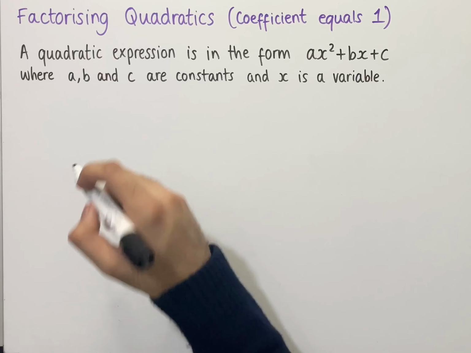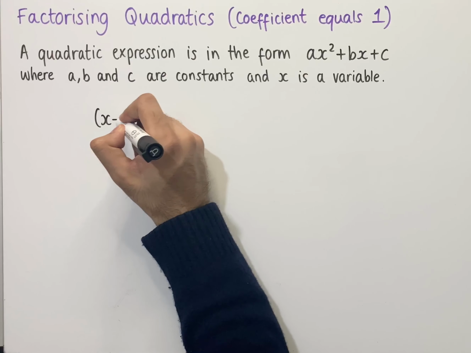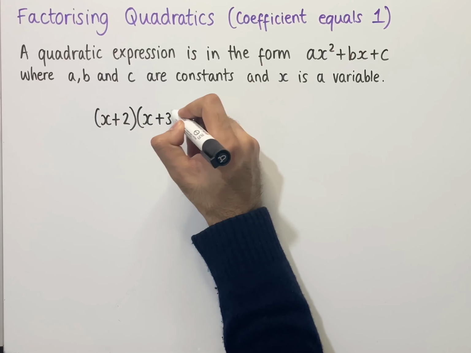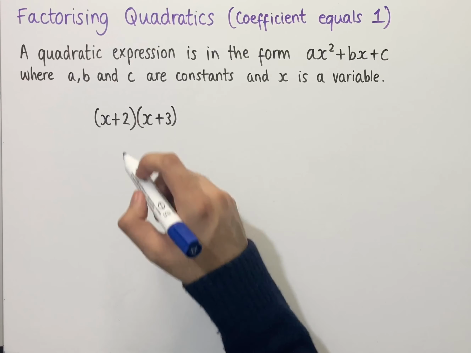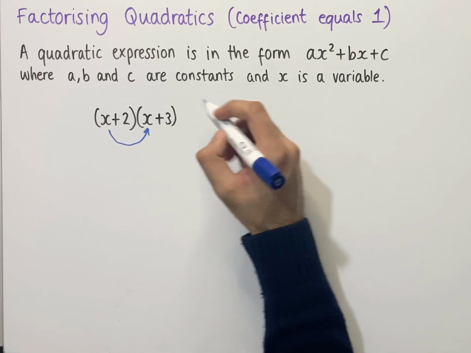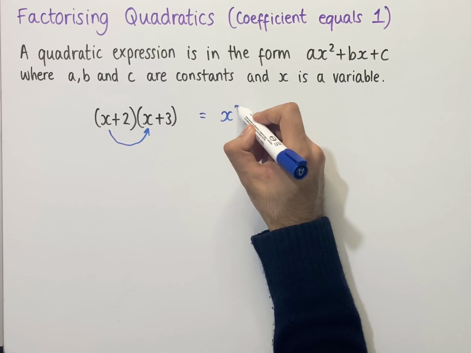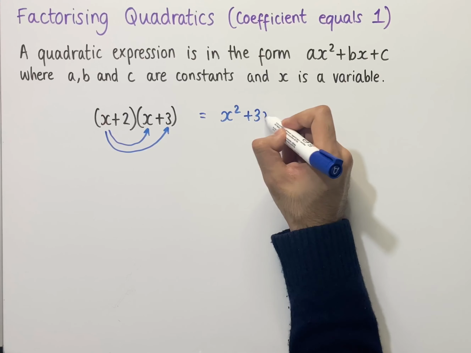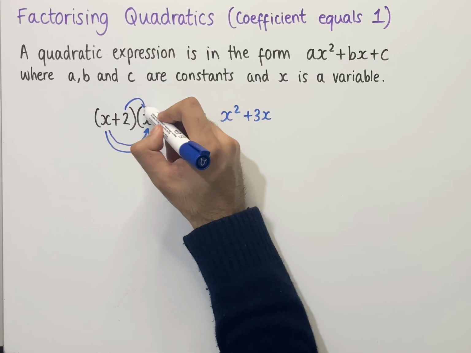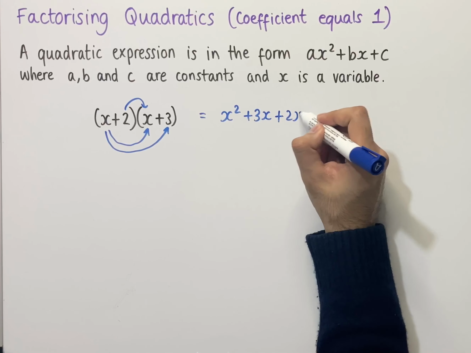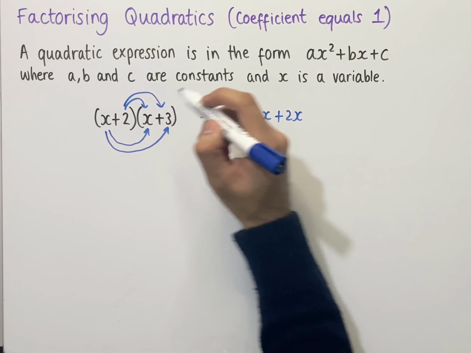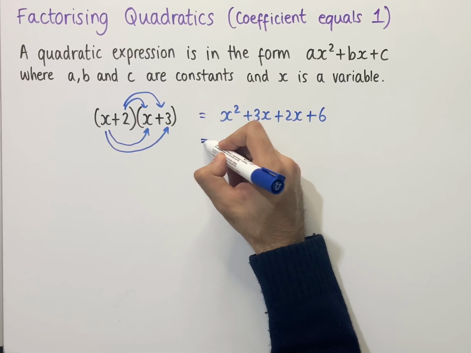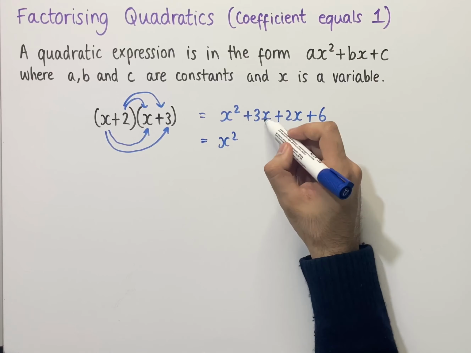Suppose we had the brackets x plus 2 and x plus 3, and we expanded these brackets, then we would get the following. So x times x would give us x squared, then x times 3 would give us 3x, and then 2 times x would give us 2x, and 2 times 3 would give us 6.